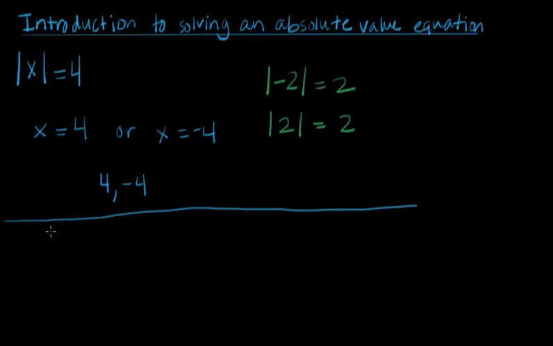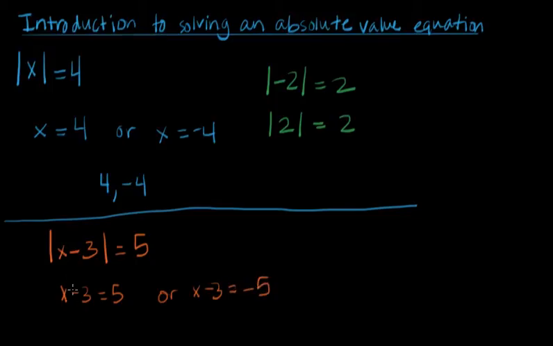So let's take a look at the absolute value of x minus 3 is equal to 5. Okay, so if the absolute value of something is equal to 5, then that something is either equal to +5 or -5. So we would say x minus 3 is equal to 5, or x minus 3 is equal to -5. Now, to solve for x, we have two separate equations that need to be solved separately.